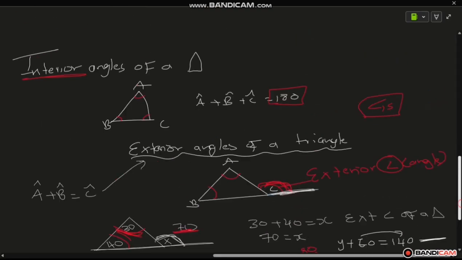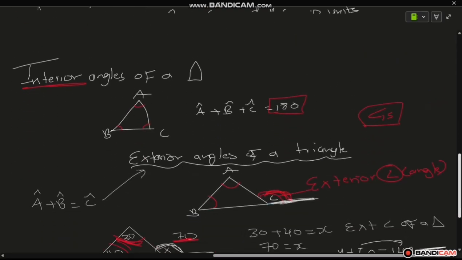So what you must know, and we have what? Interior angles, and we have them equal to 180. Then exterior angle is equal to the two opposite interior angles. So if we have an angle here and here, we add them, then they're equal to the exterior angle. I hope that makes sense.